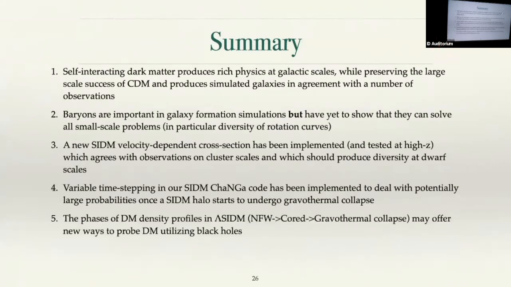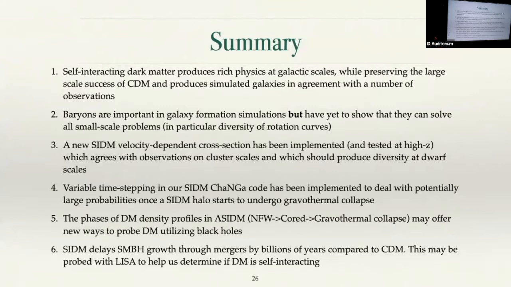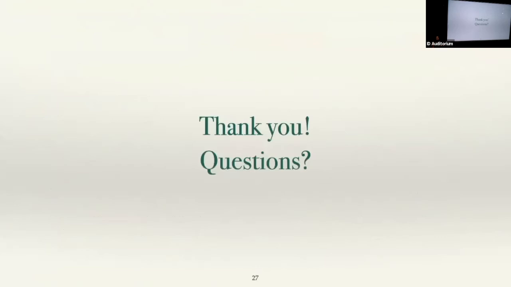Okay, and so the phases of the dark matter density profile in lambda SIDM, so NFW to core to gravothermal collapse, may offer new ways for us to probe black holes. And in particular, we showed, at least in these now, I guess, older simulations, that SIDM can delay supermassive black hole growth by billions of years compared to in CDM. And this can potentially be probed by LISA, which is definitely something of interest. That's everything. Thank you.